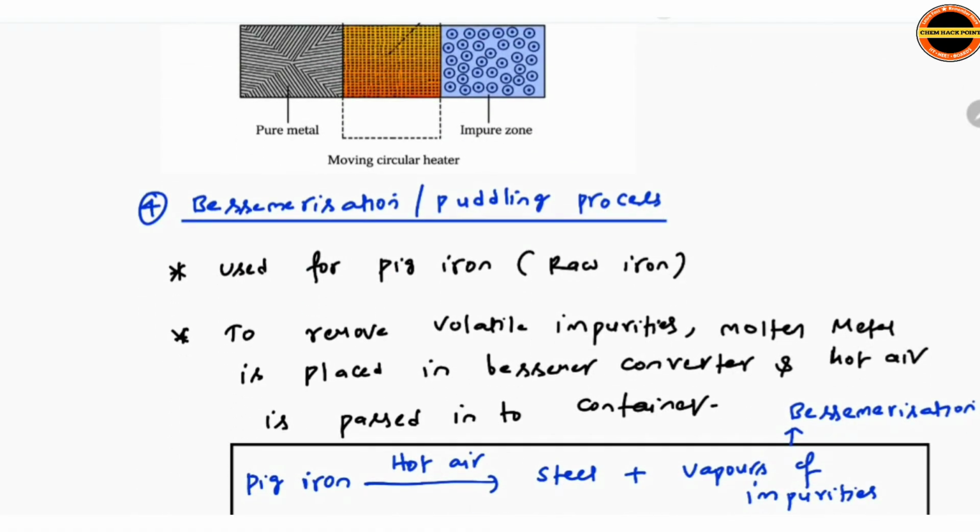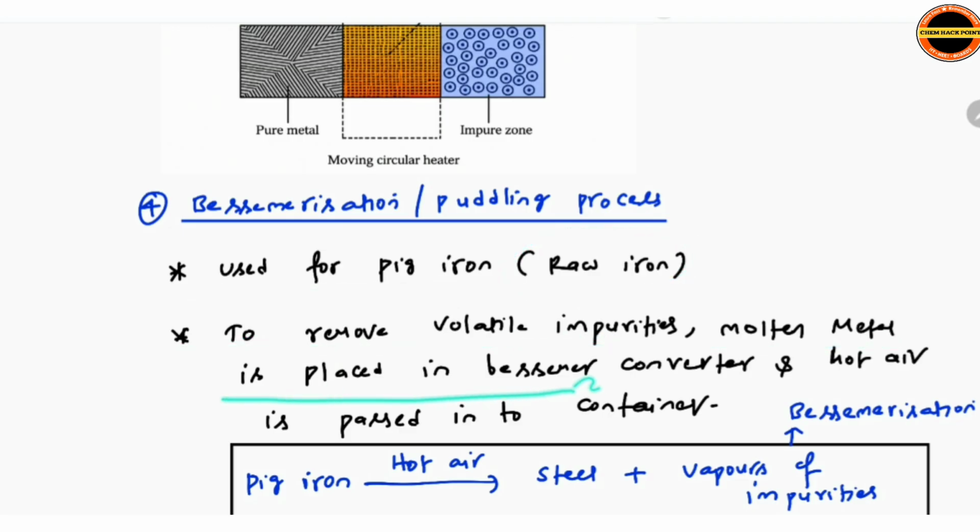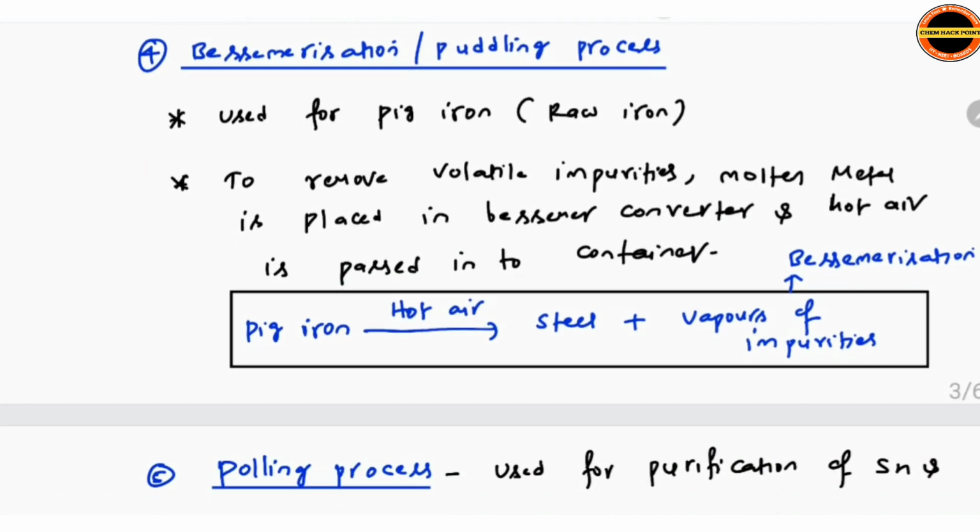Bessemerization or puddling process is used for pig iron or raw iron. To remove volatile impurities, molten metal is placed in a Bessemer converter and hot air is passed into the container. Whenever pig iron is taken and hot air is passed, it is converted into steel. What is steel? Steel is iron with a small amount of carbon, plus vapors of impurities go away. So when pig iron, that is molten iron, is present in the container and hot air is passed, it is converted into steel, iron plus some carbon content, and vapors of impurities go out.